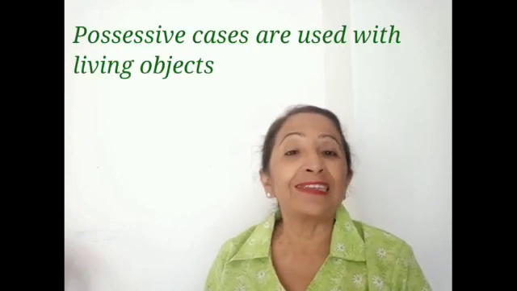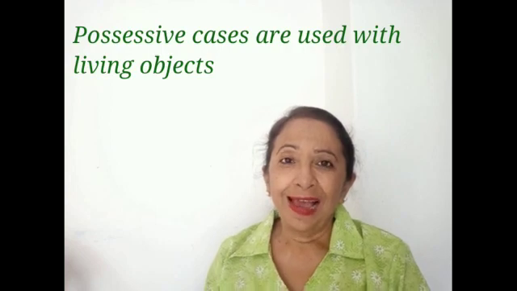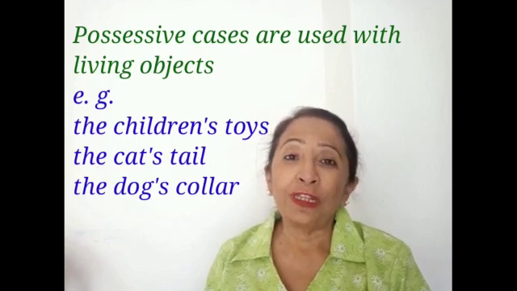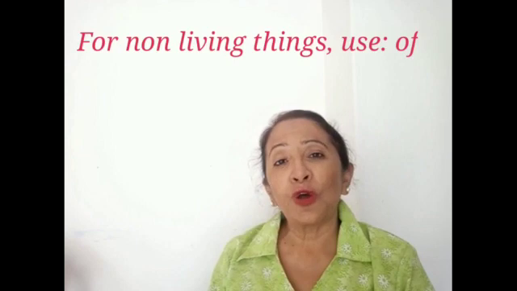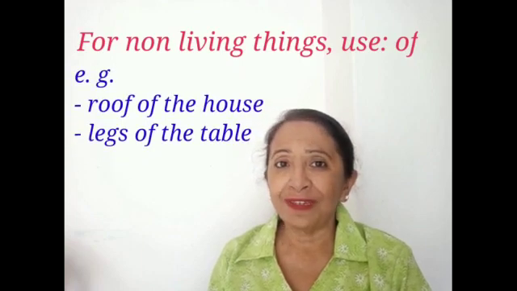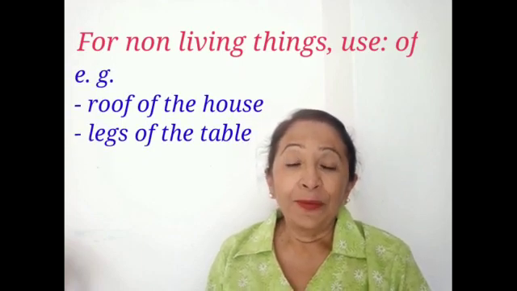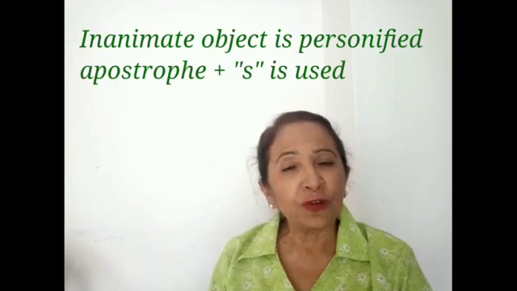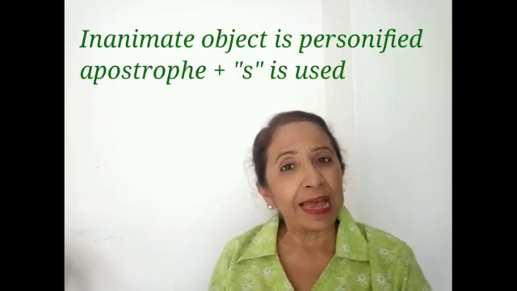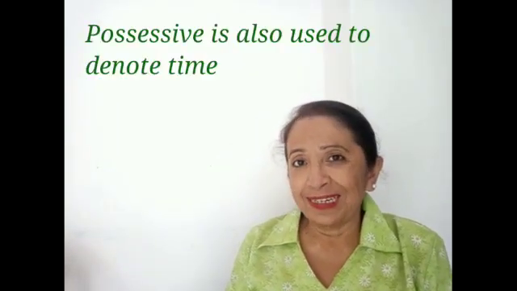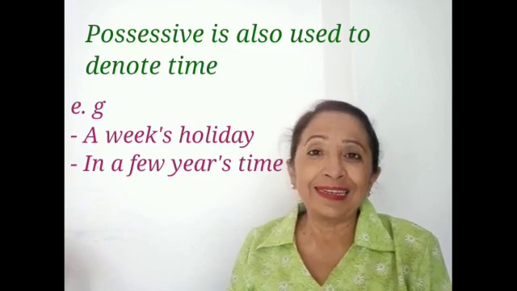Please remember, the possessive case is used with the names of living things. For example, the children's toys, the cat's tail, or the dog's collar. But when it comes to non-living things, we rather use the word of. For example, the roof of the house, the legs of the table. But when the inanimate or non-living thing is personified, in that case also we use the possessive case. For example, nature's fury, at duty's call. The possessive is also used with nouns denoting time. For example, a week's holiday, in a year's time.